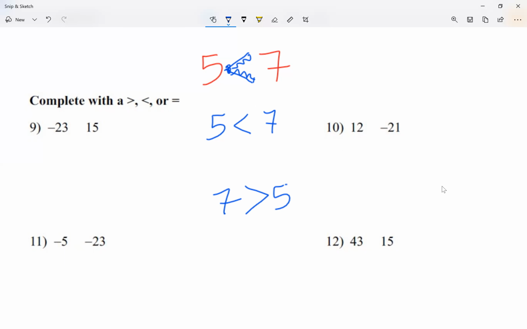Now these signs, they do have a name. The first one, when the 5 is listed first, we call that less than. So the way we read that is 5 is less than 7. Now, when the big number is listed first, so I see 7 listed first, we call that greater than. So the way we read that is 7 is greater than 5.